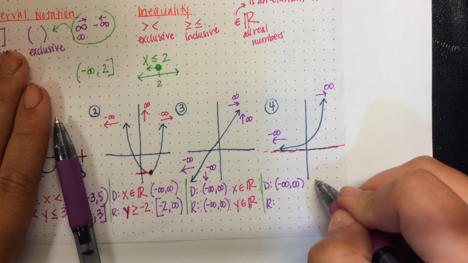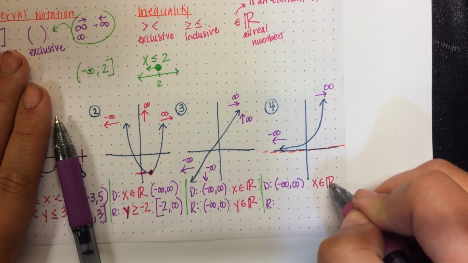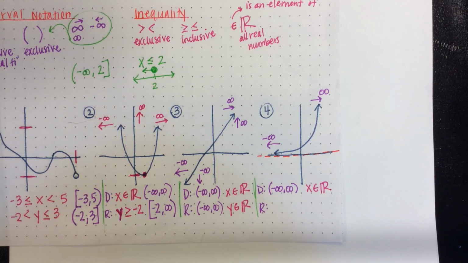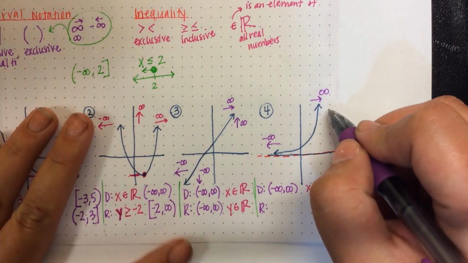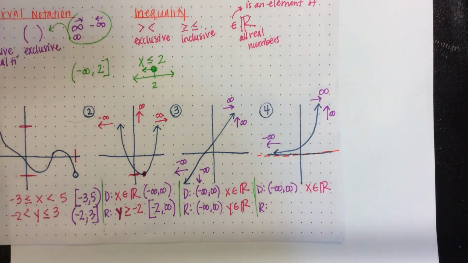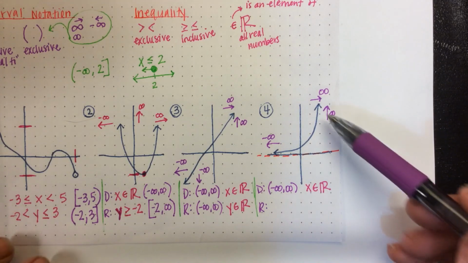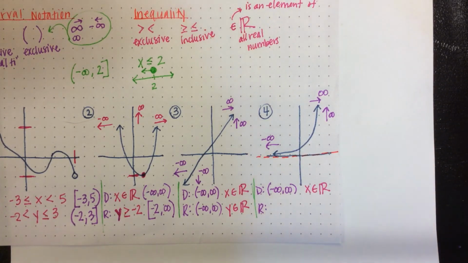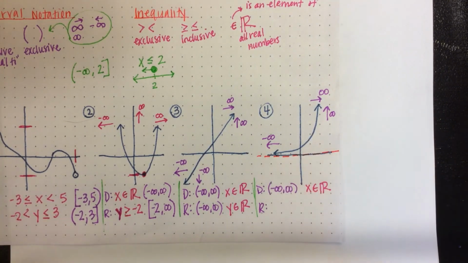And then as an inequality, we say x is an element of all real numbers. Now the range is a little different. The easy part of the range is that this is going to go up forever. That's guaranteed. It's going to keep going, going, going. But it's not going to go down forever, because it's going to keep getting farther and farther down, but it's not going to pass that asymptote.